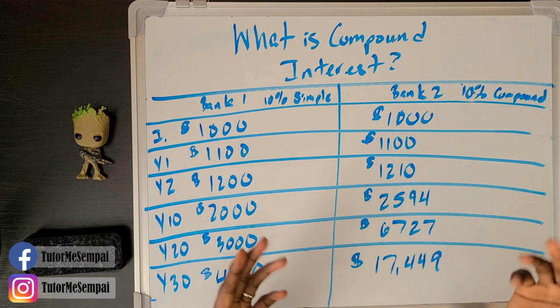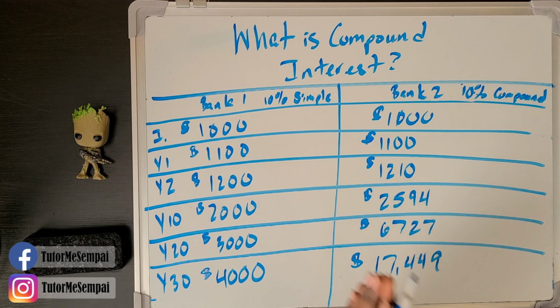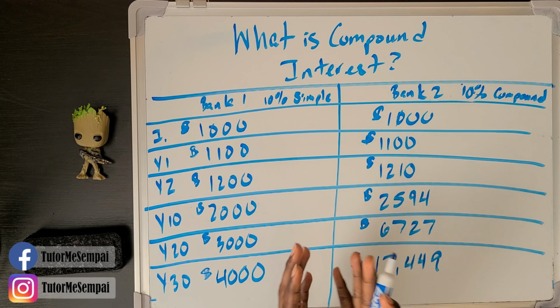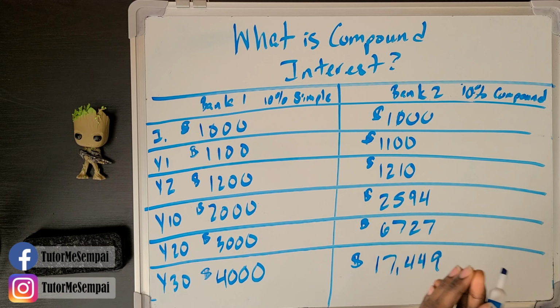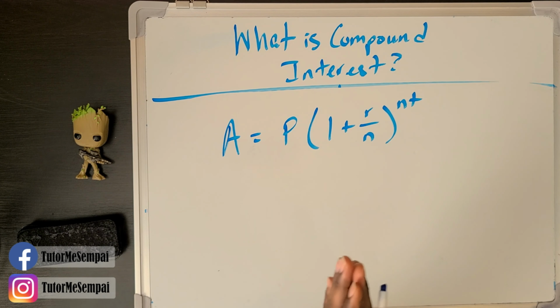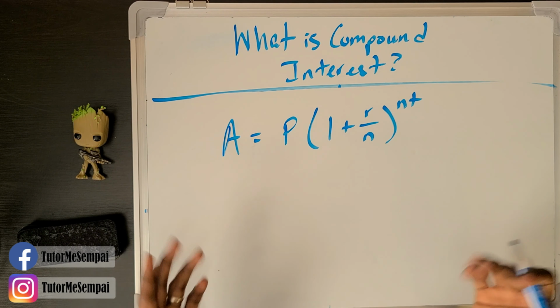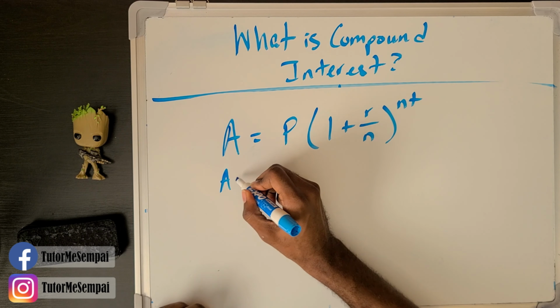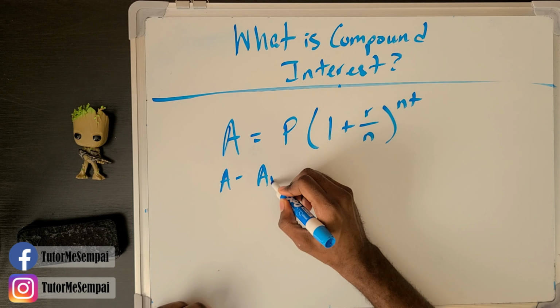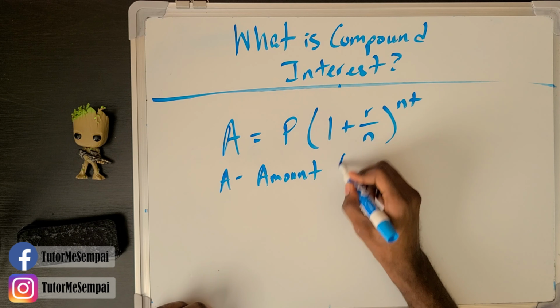How does that work? Well, let's look at our formula for compound interest and break it down to see where the magic really happens. This is going to be our formula for compound interest. Notice it looks pretty different from the formula we use for simple interest. So let's break down what these parts are. Well, in this case, A is going to be the amount. So you can think of it as the total amount, right?